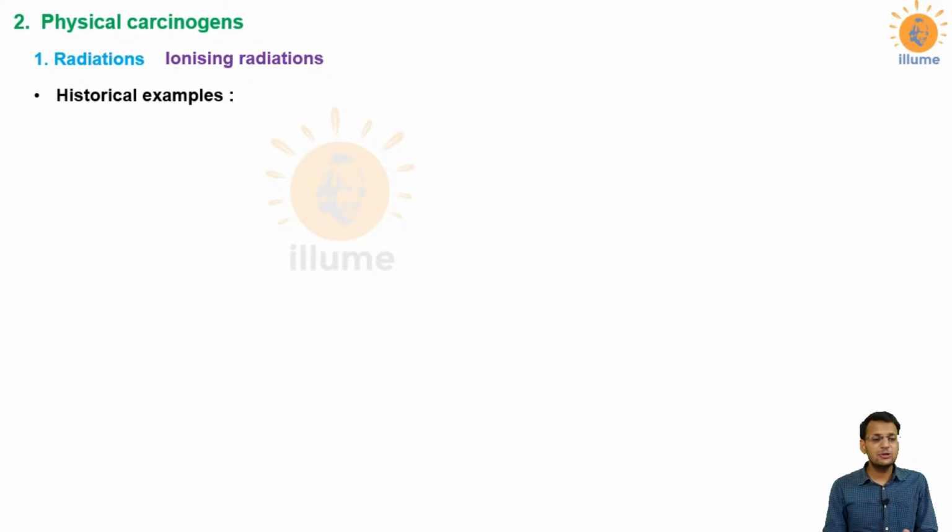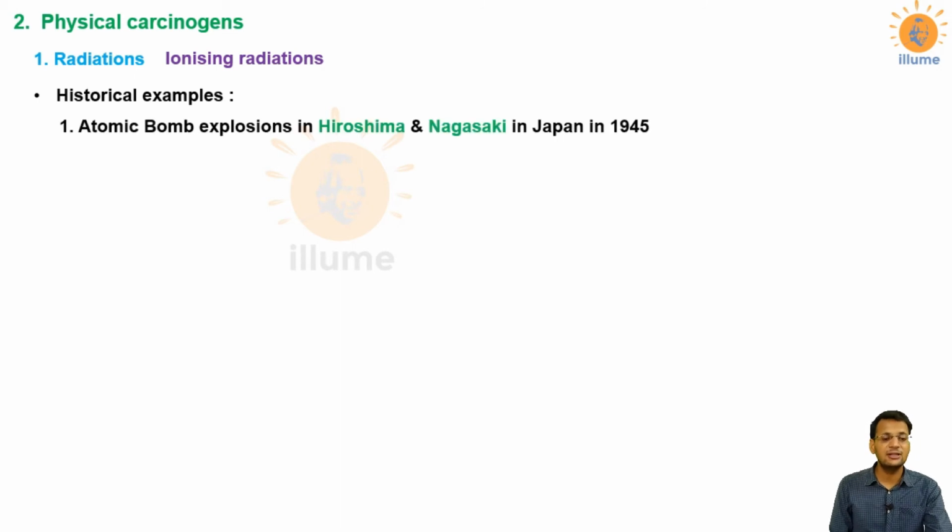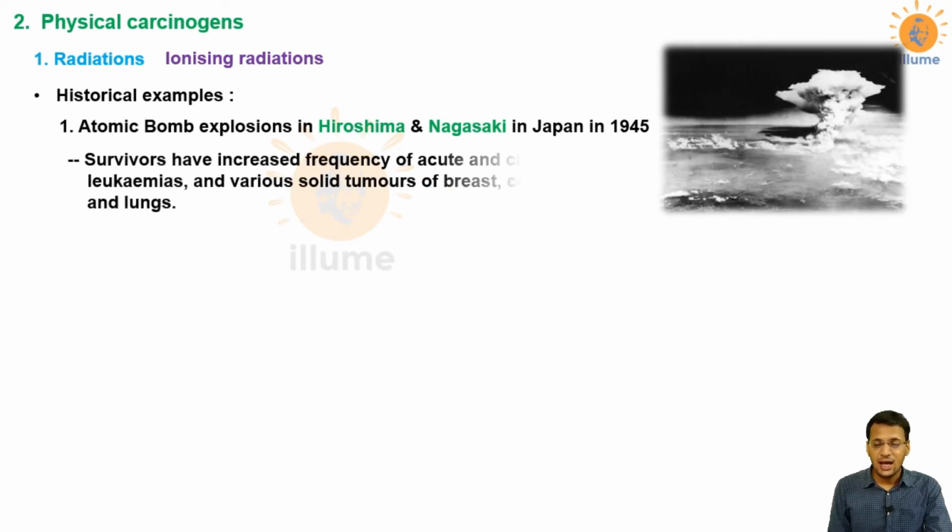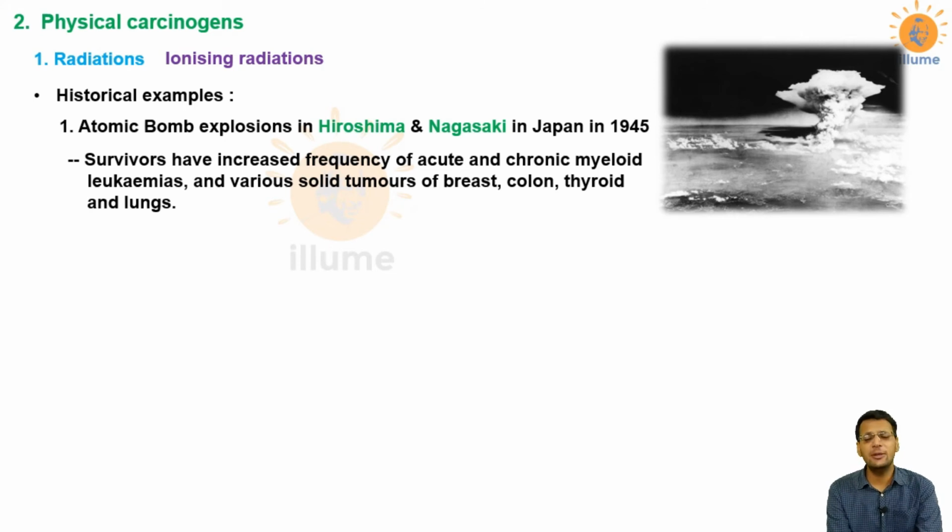Now I would give you some historical examples where radiations caused serious damage to the people living there. The first example is the nuclear bomb explosions in the cities of Hiroshima and Nagasaki in Japan in 1945 by the USA Army. There were multiple casualties, multiple deaths in those bombings, but even the people who survived in those areas suffered from cancers like acute and chronic myeloid leukemias and solid tumors of breast, colon, thyroid and lungs.